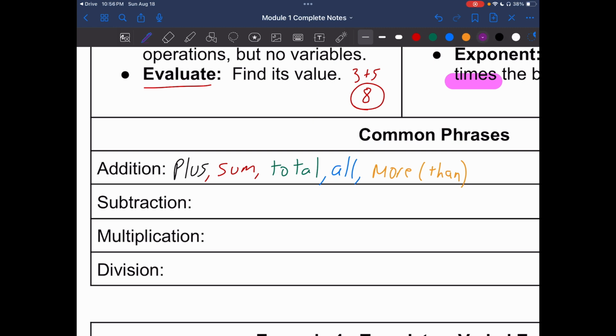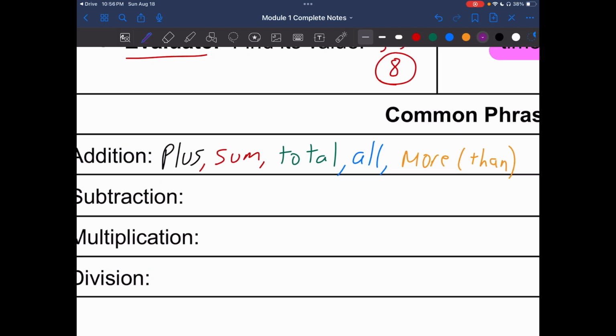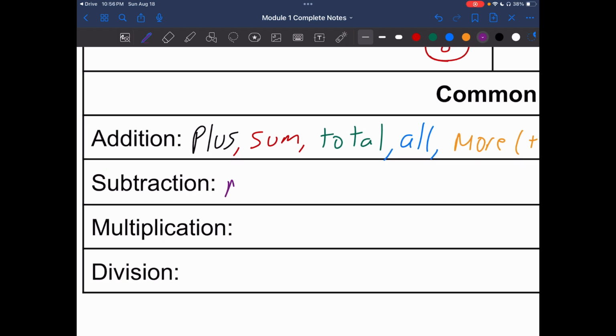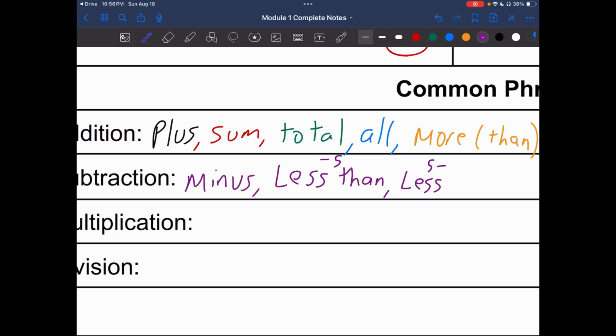Now, if we go down to the next line, we've got subtraction. So what words can we use for subtraction? Well, one of them is minus. That's our most basic one. We could use the phrase less than. So that would be something like minus 5. There's a different phrase that's slightly confusing because it could be less, which would be like 5 minus. We say 5 less 3, it would be 5 minus 3. So that's a little bit of a tricky language piece there.